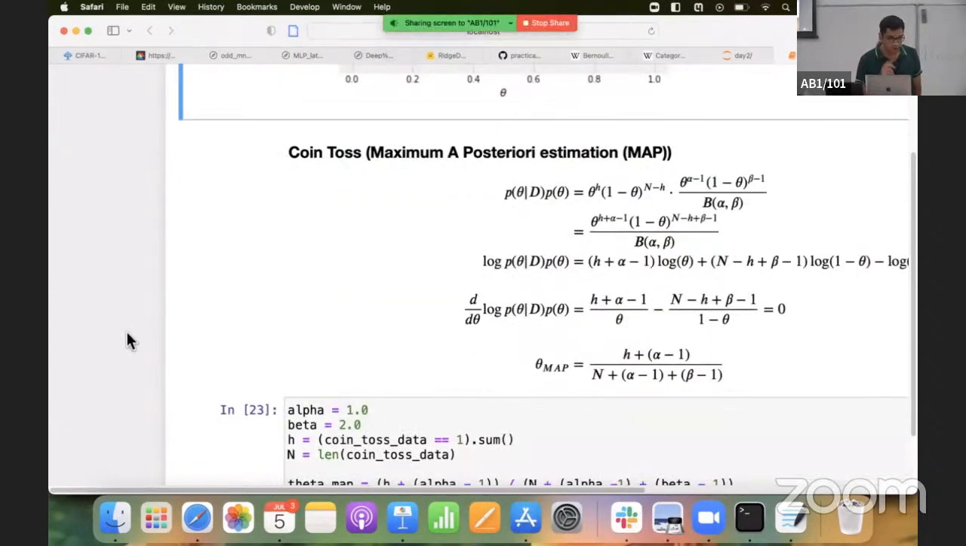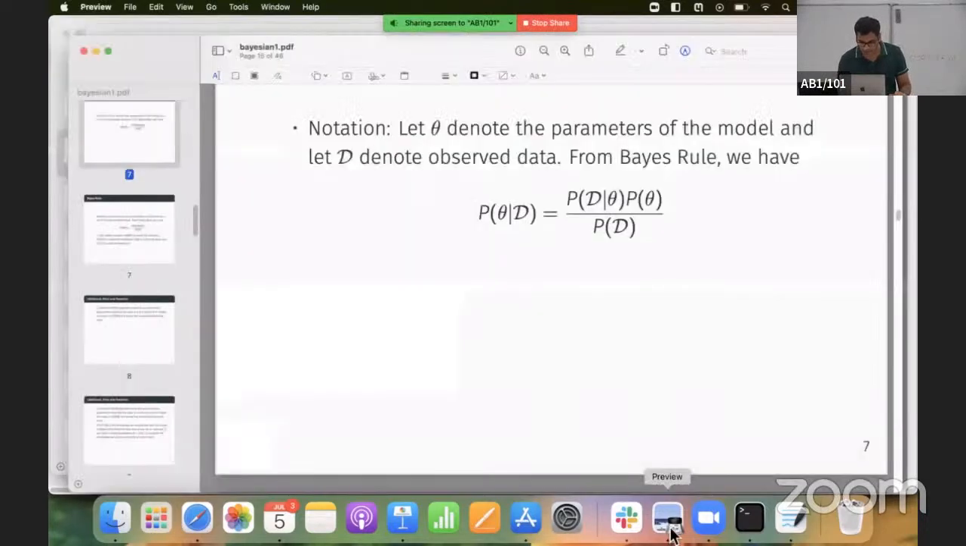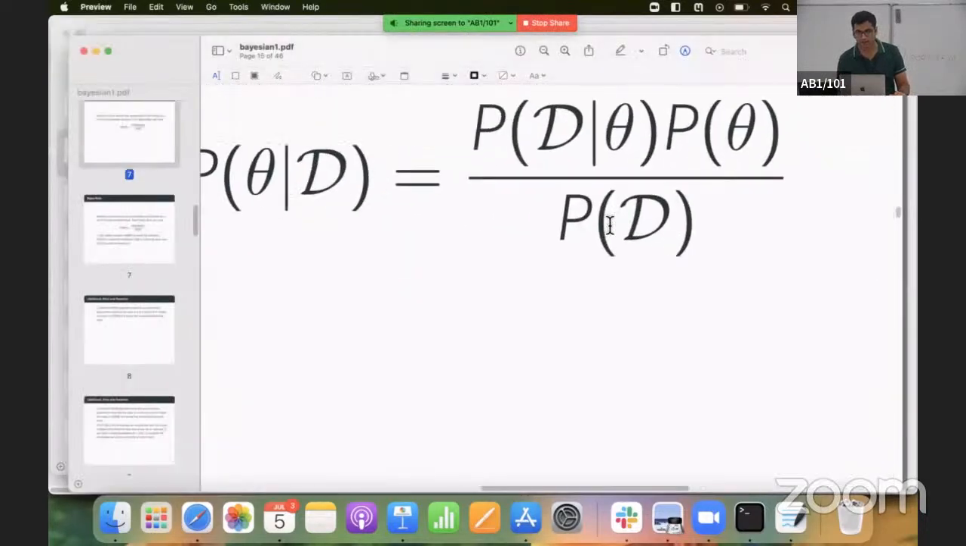So now coming back to the question of, we had written two estimates. One was theta MLE, the other is theta MAP, right? Now for calculating theta MAP, we needed a prior distribution as well as the likelihood. For theta hat MLE, we needed only the likelihood, right? So let's write the Bayes rule again. Right, this is the Bayes rule, right?